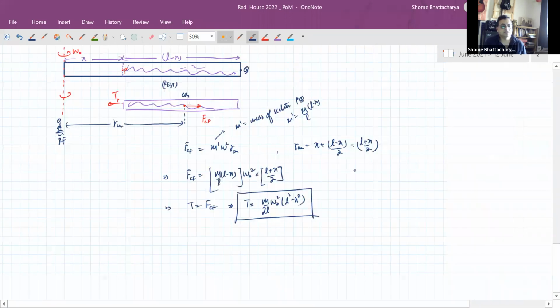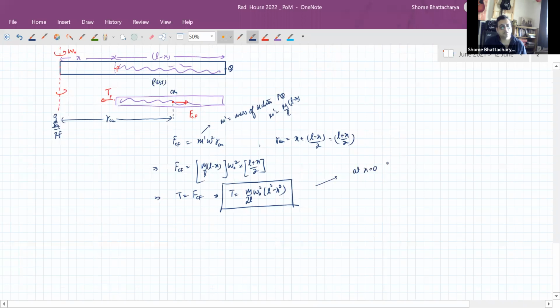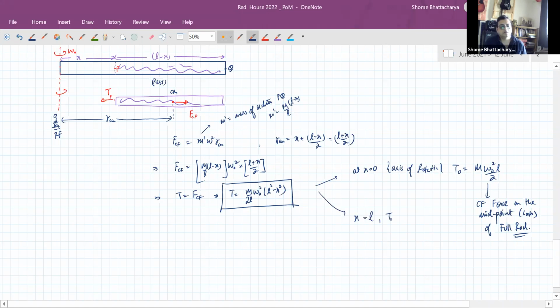You can notice something interesting here. At x equal to 0, that is the axis of rotation, the tension is equal to the centrifugal force on the midpoint or COM of the full rod, whereas at x equal to L, tension is 0. That's how the tension is varying.